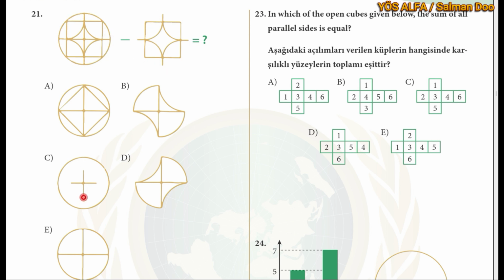What is the resulting figure? Since we are going to be subtracting all these parts, and then the square is also subtracted. So the resultant figure is going to be this circle and the one that's in the middle. So the answer is C.